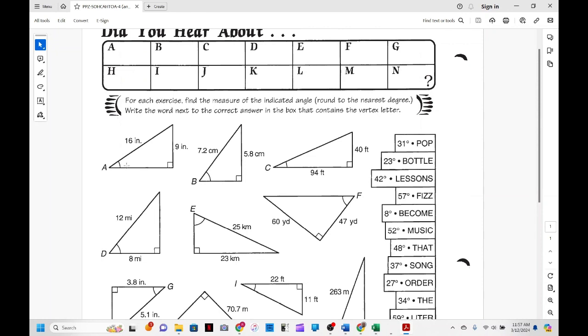So for example, if I do problem A right here, and I figure out that angle A has a measure of, say, 57, then I would put the word phys in box A. Now I don't think that's the actual answer, but just as an example. So let's go ahead and see how this goes.